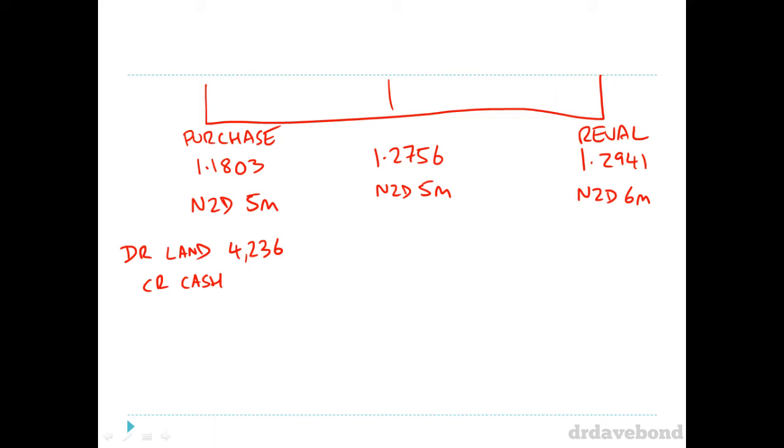4236 to 11. So that's the 5 million divided by this. So it's 5 divided by 1.1803.